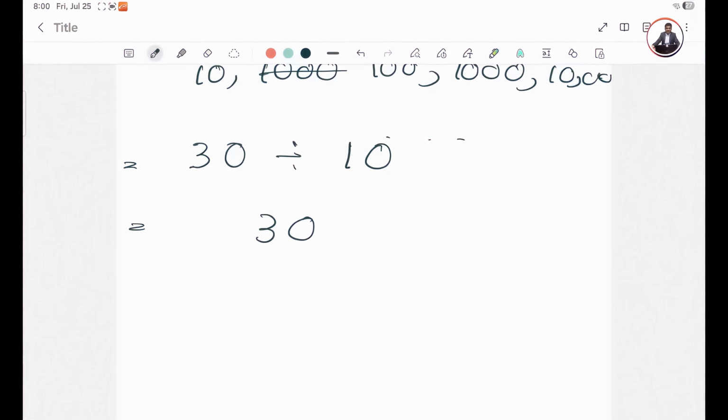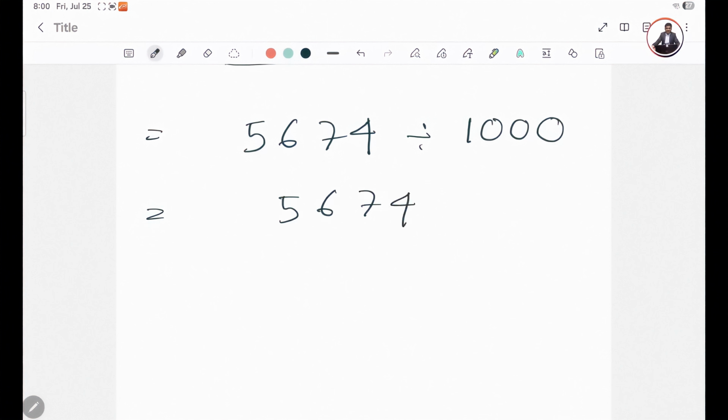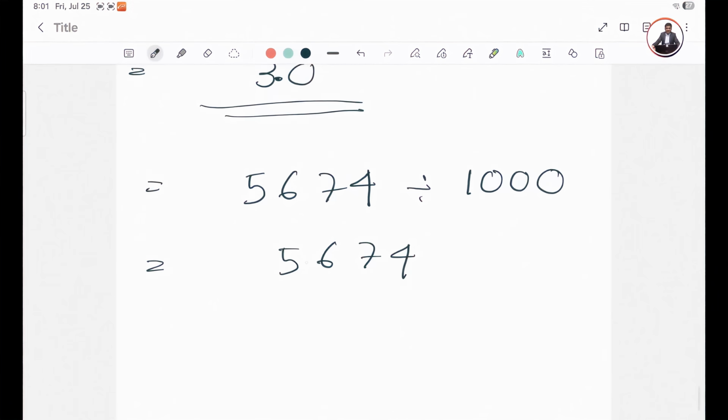And then division means you have to send your hand to the left side. How many times? 1. Why? Because there is only 1 zero. And to the left means 1. This answer is 3.0. Again, 5,674 divided by 1,000. Look at that. Write the number here, 5,674, and to the left 1, 2, 3 points. 1, 2, 3 dot.